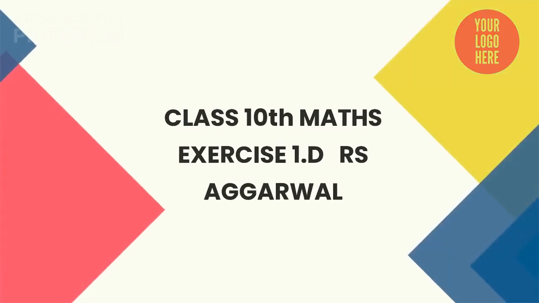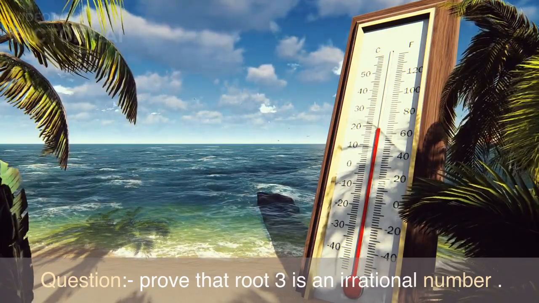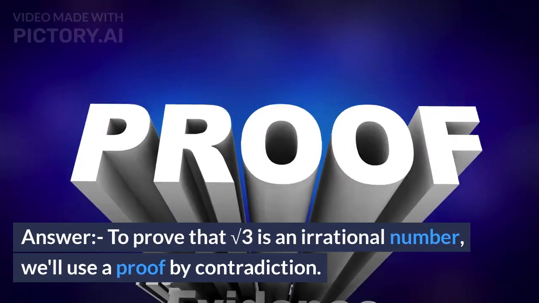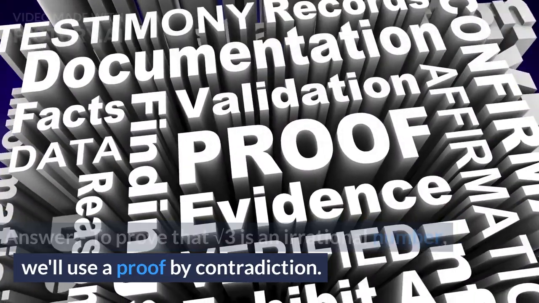Class 10th Maths Exercise 1, RS Aggarwal. Question: Prove that root 3 is an irrational number. Answer: To prove that square root 3 is an irrational number, we'll use a proof by contradiction.